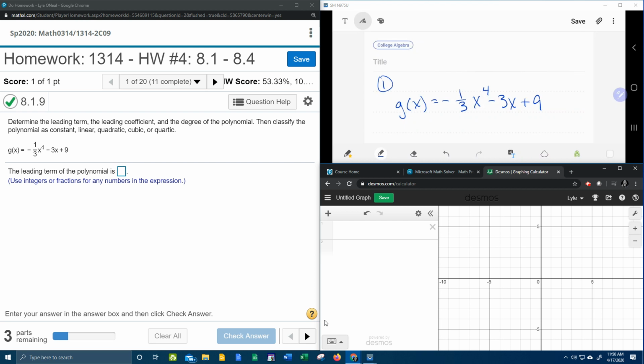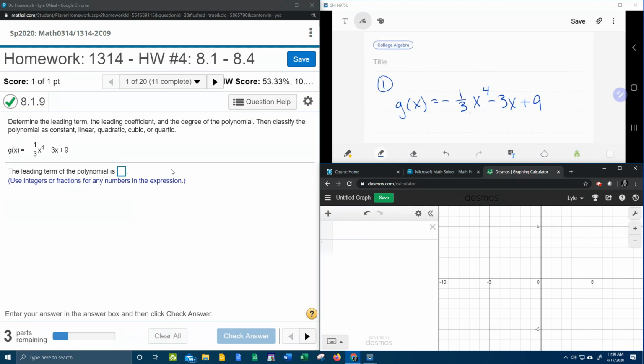All right, here we go. Question number one from our college algebra homework number four. We have a polynomial function, and they're going to ask us some questions, starting with what the leading term of the polynomial is. Okay, so the term is going to be the entire term.